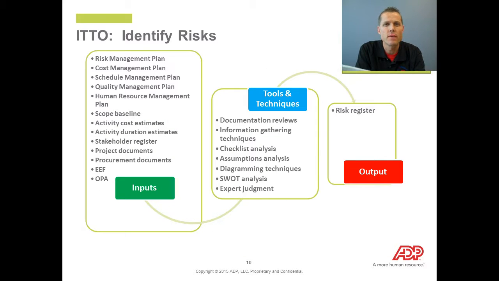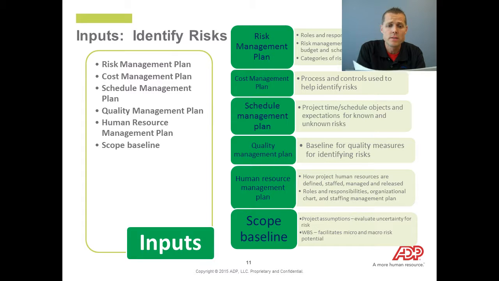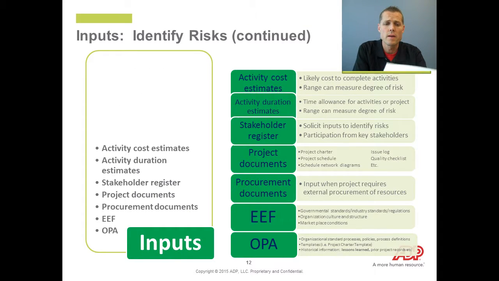So the second process within risk management is identify risks. And we have our inputs to the process, which include the risk management plan, the cost management plan, the schedule management plan, quality management plan, human resource management plan, and the scope baseline. Also activity cost estimations, activity duration estimates, stakeholder register, project documents, procurement documents, environmental factors, and organizational process assets.